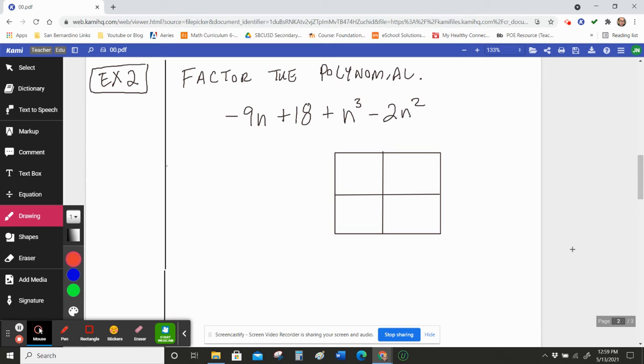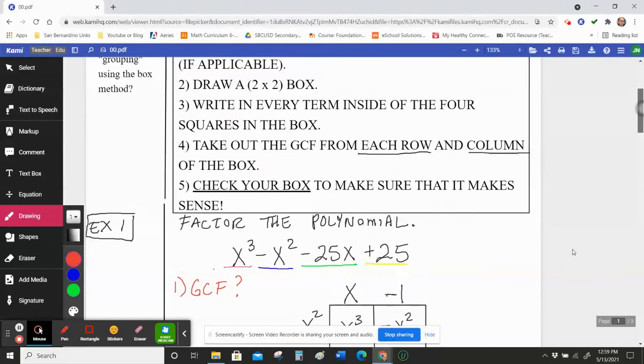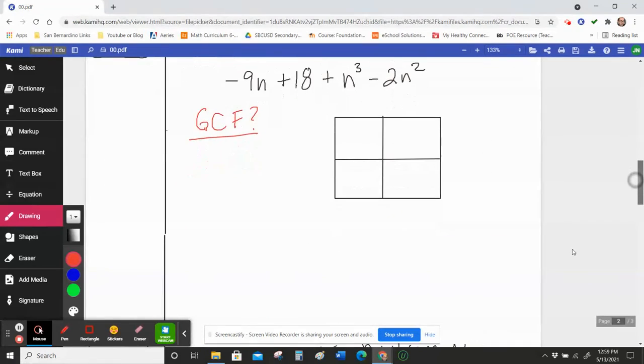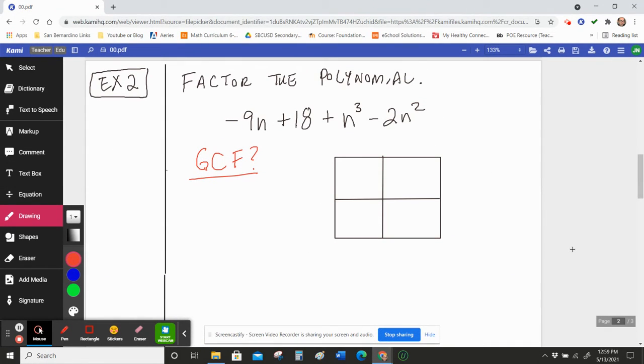Can I take out a greatest common factor before anything? So the answer to that is actually no. We cannot take out a greatest common factor, right? We should always check first to see if we can take out a greatest common factor. That is step 1. If the answer is no, then we can move on to the next steps, right? So I kind of got ahead of myself. You should always check to see if there's a greatest common factor before moving on to the box.